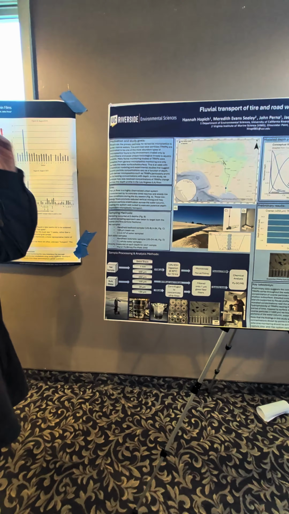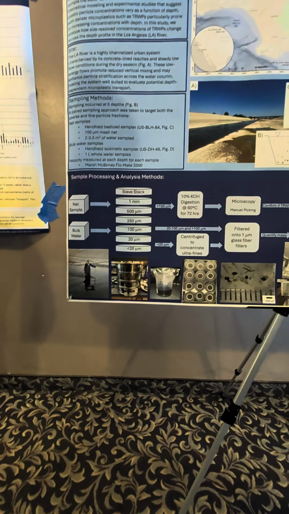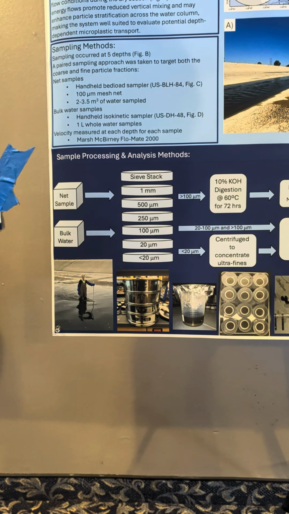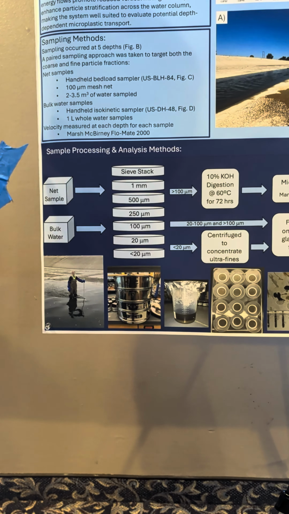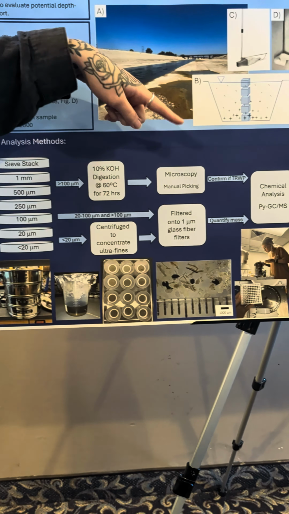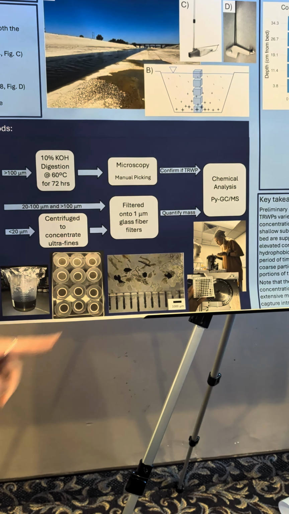So a quick walkthrough of our sample processing. Like I said, there are 2 different types of samples, and we size classed all of them. The net samples had a lot more organic matter, so they went through a digestion. Those were then manually picked out. You can see some images of them down here.